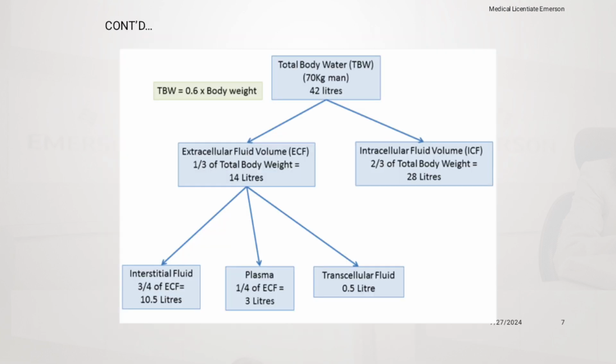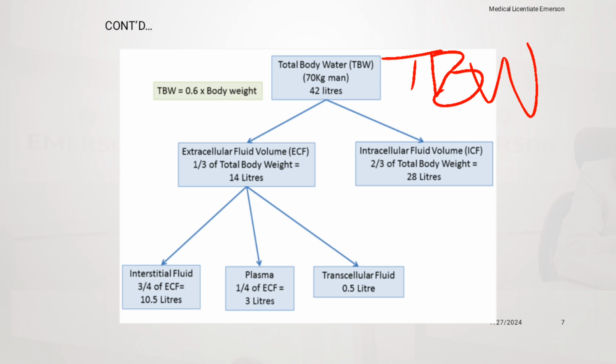Okay. Then, in terms of calculations that you need to know, the total body water in a 70 kg man. We are using a standard weight, which is a 70 kg man, with about 42 liters of total body water. To calculate that, total body water is equal to 0.6 multiplied by body weight. So if our man is 70 kg, we have 42 liters.